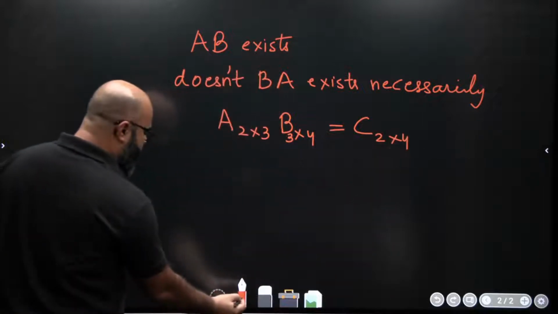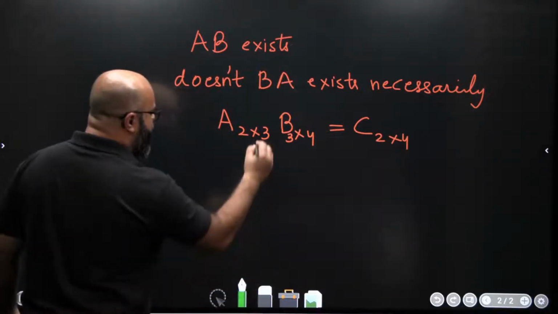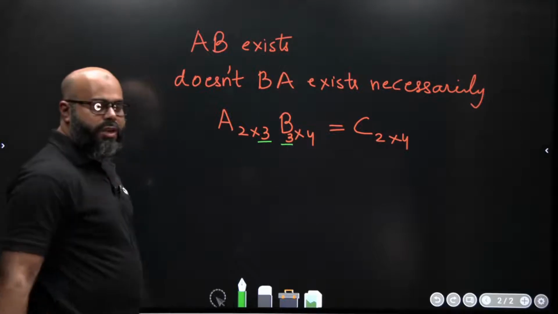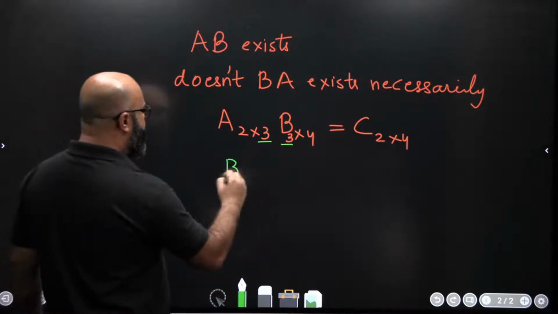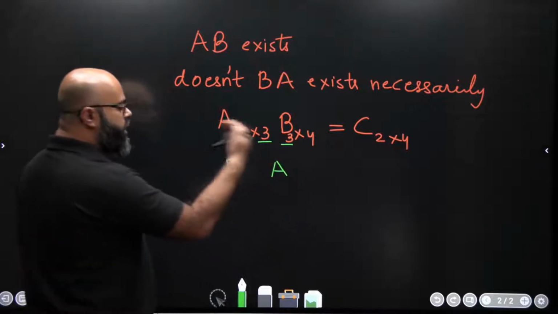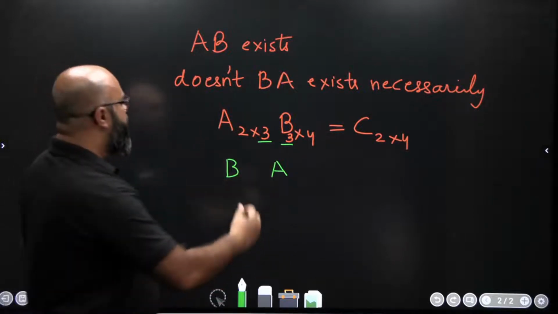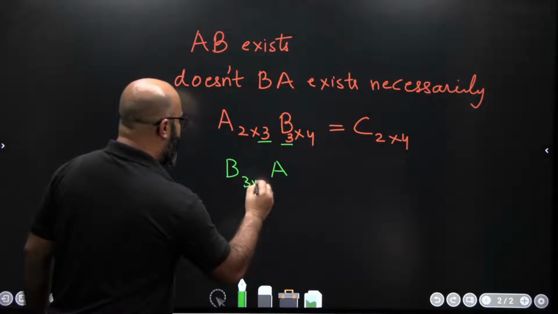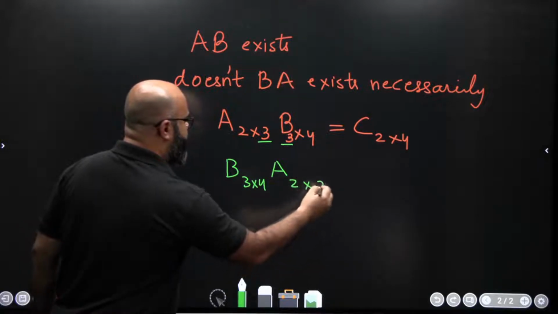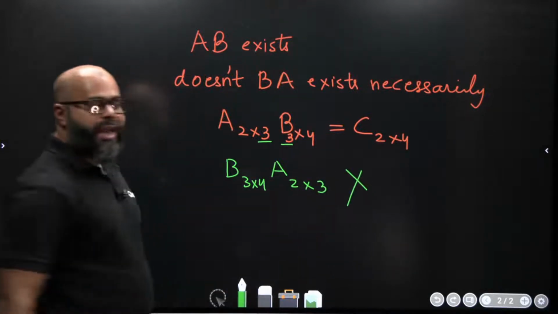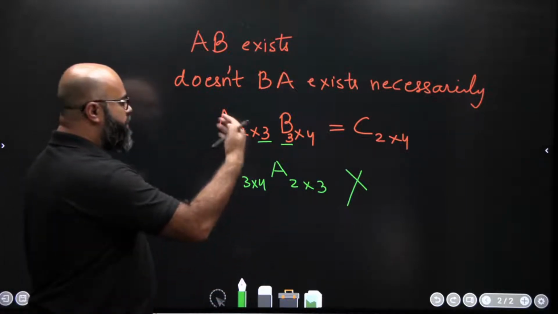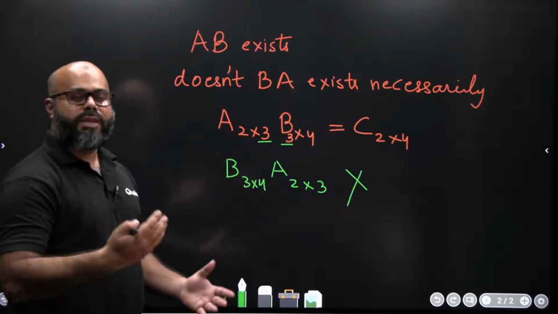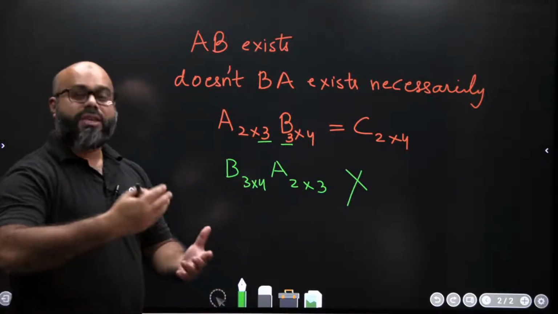And it is conformable here. Why is it conformable for multiplication? Because the number of columns and number of rows are the same here. Now if we want to find B into A, that is B is pre-multiplied to A, then B is 3 cross 4 and A is 2 cross 3. This cannot be multiplied in this order. So if AB exists, it does not mean that BA also exists, but it may exist also.